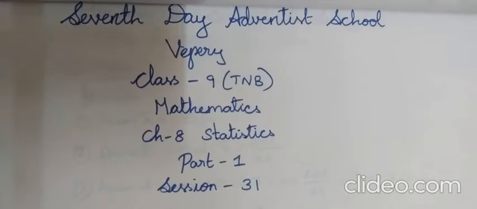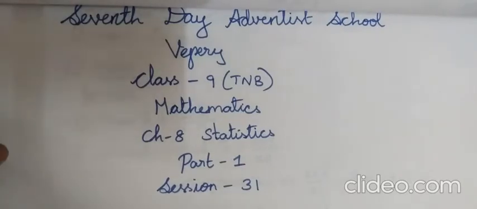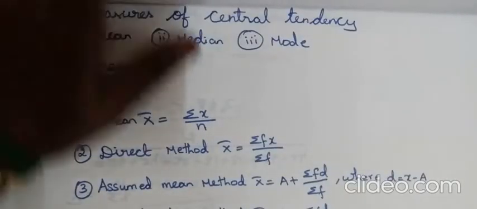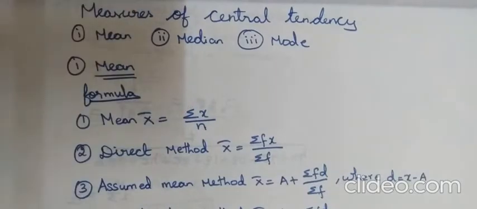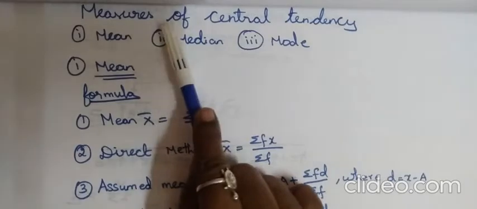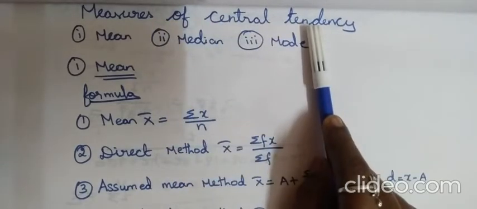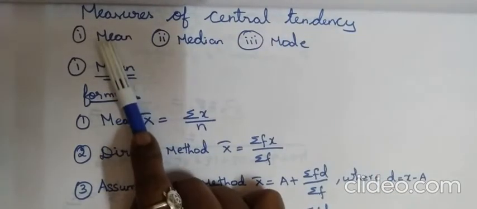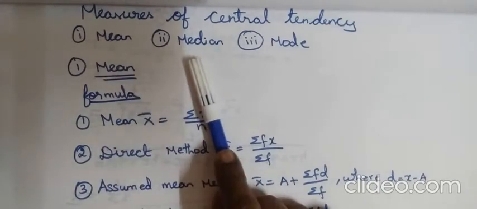Today we are going to see 9th standard mathematics, chapter 8 statistics, part 1, session 31. Statistics we have already seen in 8th standard. Some of you might remember, and for others, please recall and check it out. The topic name is measures of central tendency. Under this topic we have mean, arithmetic mean, median and mode.